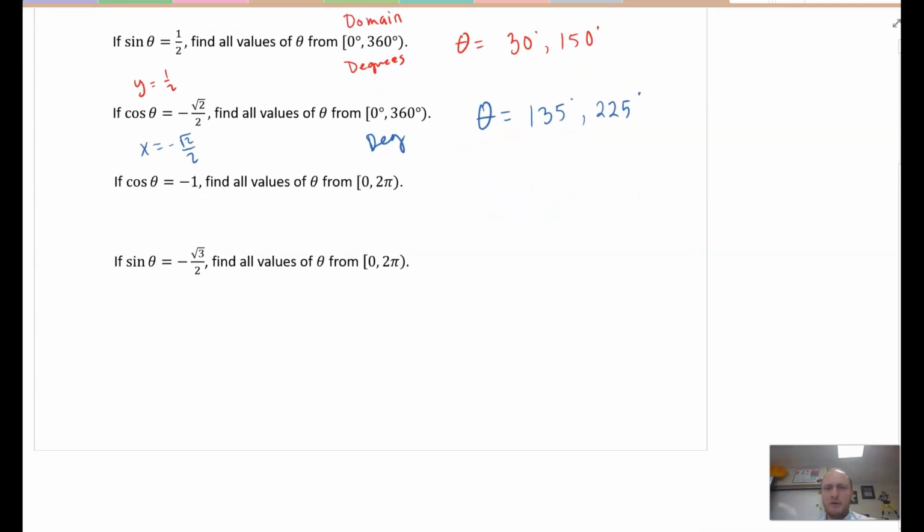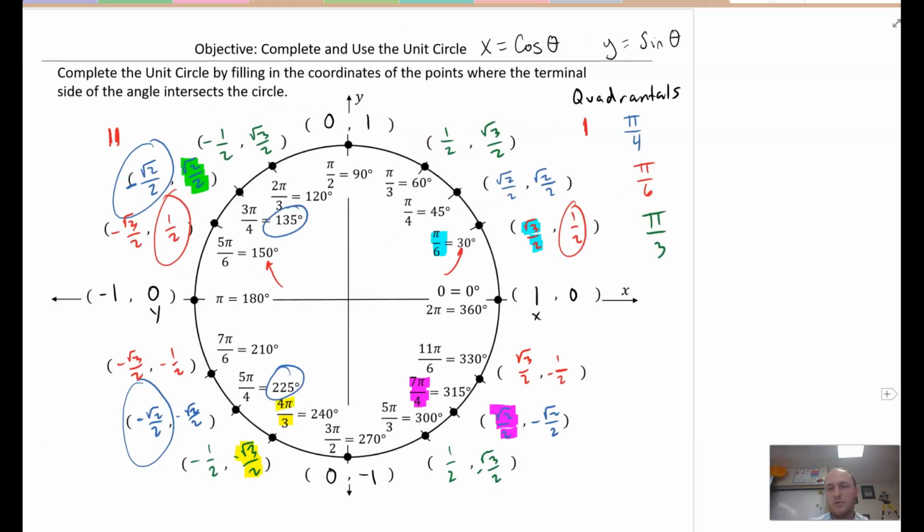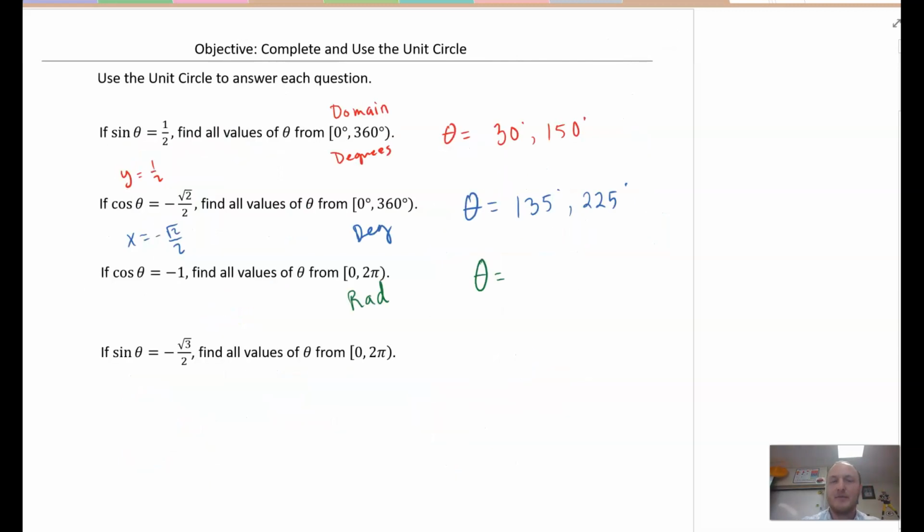Simple. Okay, if cosine of theta is -1, find all values of theta from 0 to 2 pi. Now they're giving us radians, so I want my angles to be in radians. And where is cosine of theta -1? Where's my x value -1? I hope you picked up on the 1s and the 0s. They only happen at your quadrantals. Can you say quadrantals? Yes. So where's my x value -1? Hey, that's right here. And what is that angle in radians? Well, it is pi. Speaking of which, pi day is coming up, or it passed, depending on when you watch this.